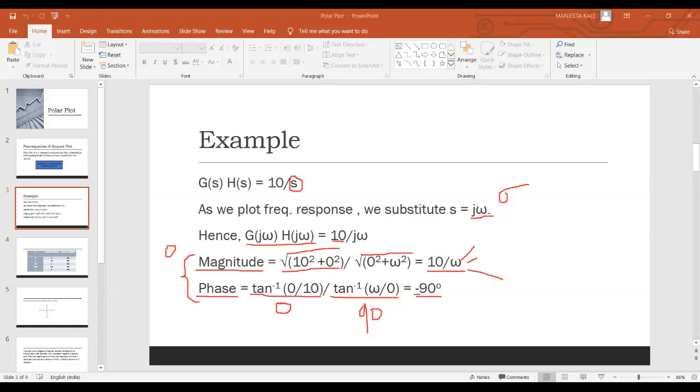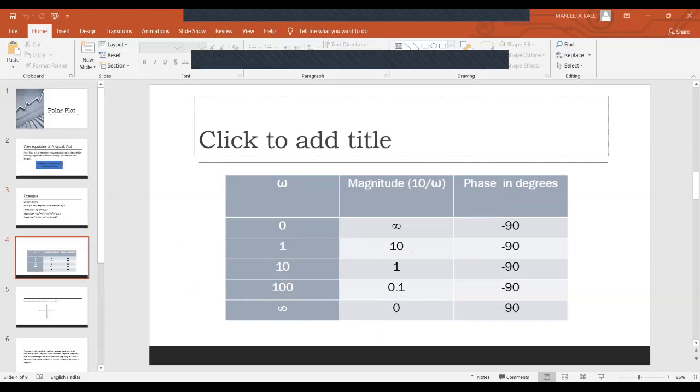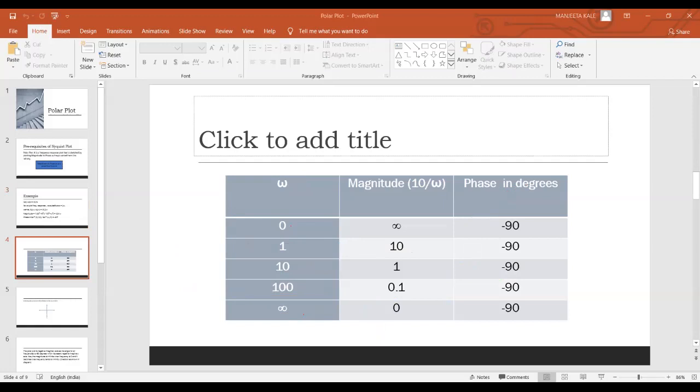Okay, so the next slide shows a table where we get to see all the values of omega and corresponding magnitude and phases that are calculated, right? If you have a look at this table, first column is omega. Omega is varied from 0 to infinity. Second column is magnitude, which we calculate as 10 by omega, and phase in degrees. In this particular problem, it is uniform throughout, that is minus 90 degrees.